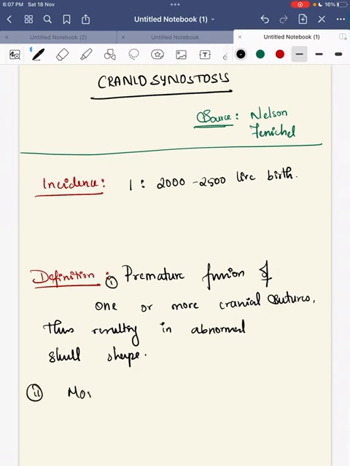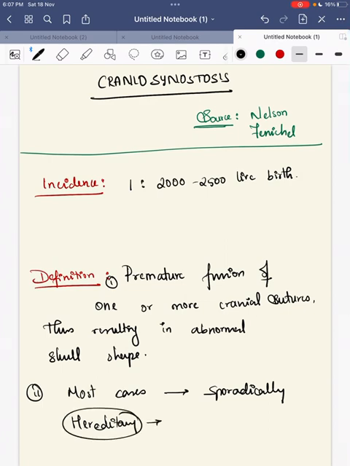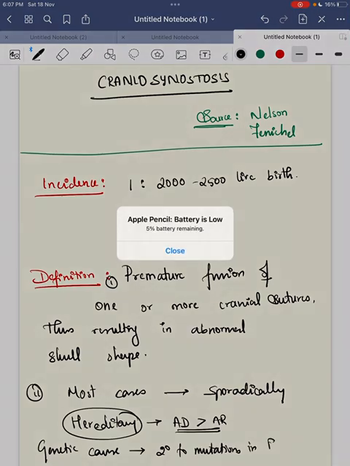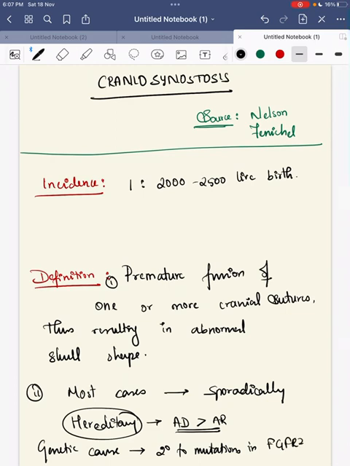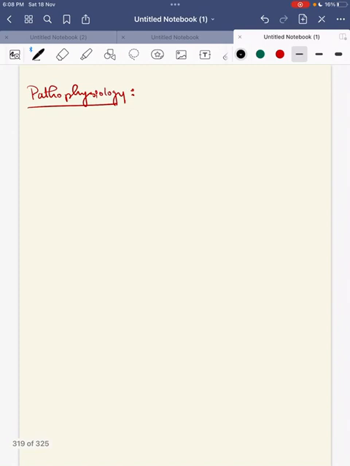Most cases occur sporadically. Some cases can occur due to hereditary causes. Among hereditary causes, autosomal dominant is more common than autosomal recessive forms. The genetic cause is mainly secondary to mutations in the FGFR2 gene, that is the fibroblast growth factor receptor gene.